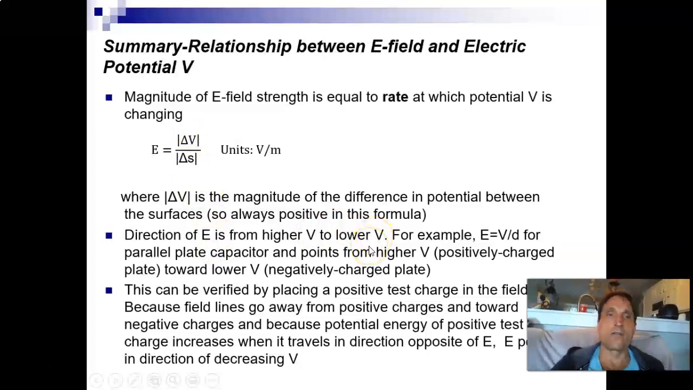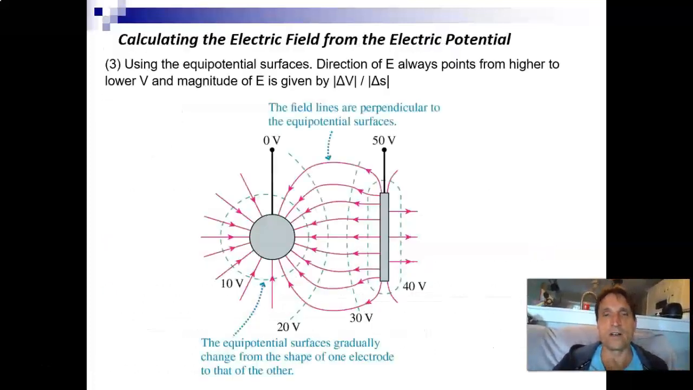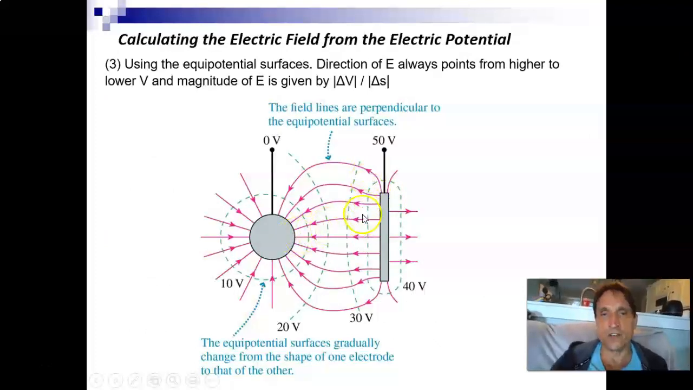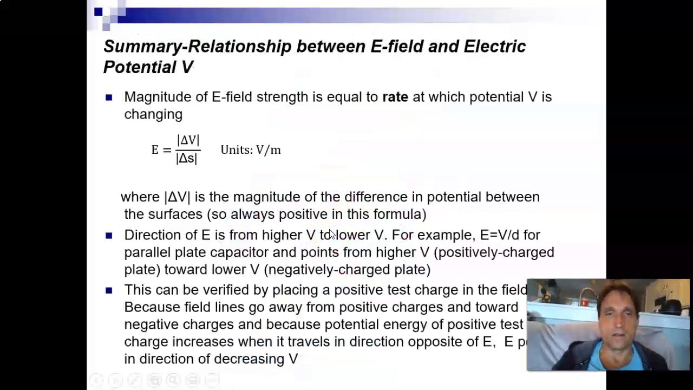So the electric field points perpendicular to the equipotentials, and it points from higher V toward lower V. Here the potentials are more positive over here and less positive over here. So the electric field points downhill, from more positive toward less positive. Like I said, we've beaten this to death a little bit, but I don't think a little review hurts.